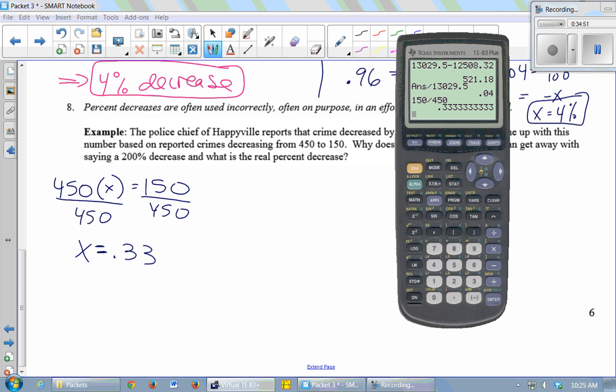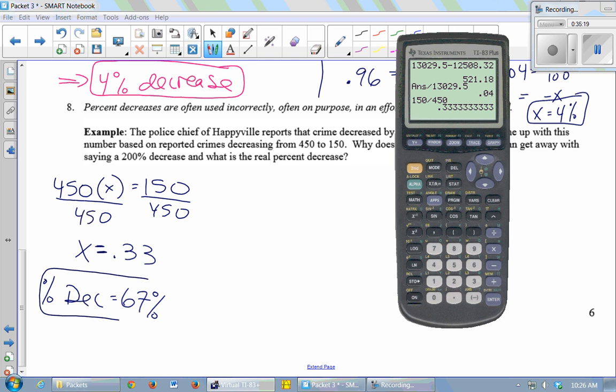Okay, now we have to interpret this, right? 1/3 of 450 is 150. That's what this says, right? So that means of the crime that I had, a third of it is still left, which means I decreased by 2/3. So my percent decrease is 0.67, 67%.